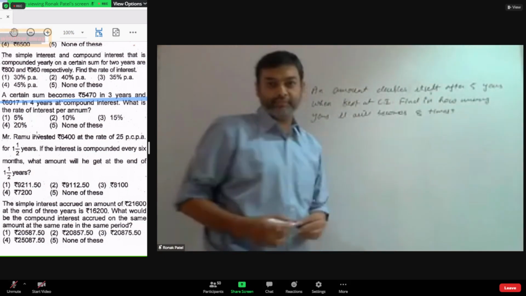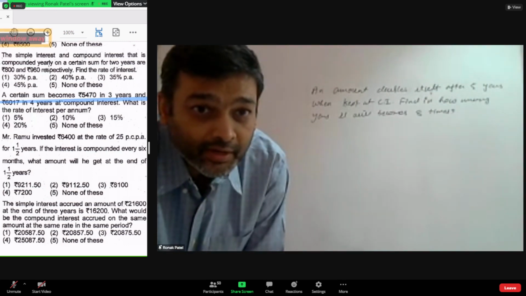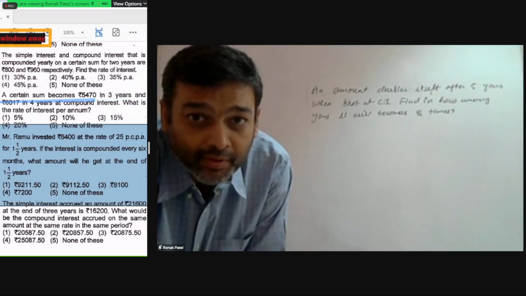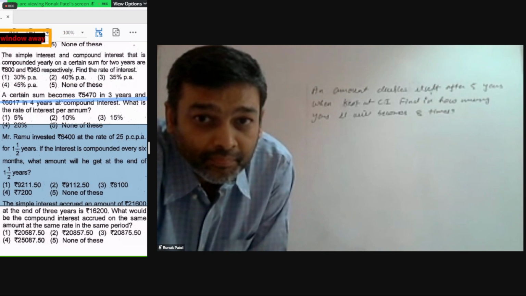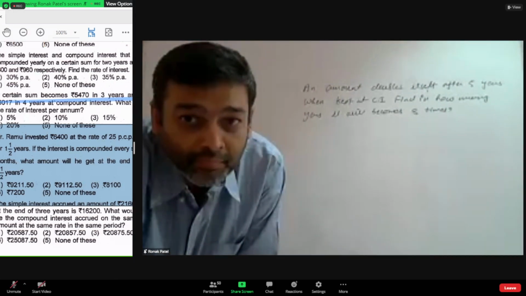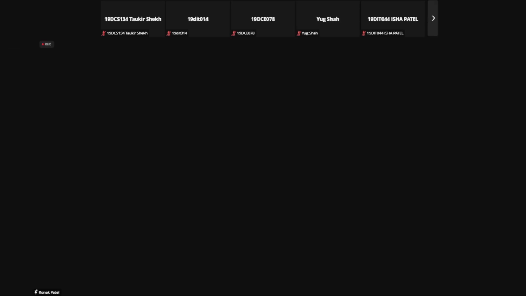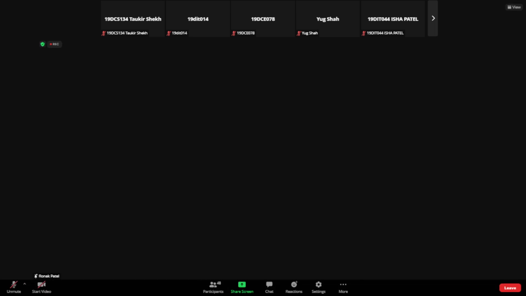So how to solve this? Anyone? Anybody? So this is not in this one. Just, an amount doubles itself in 5 years. Then, when kept at compound interest, find in how many years it will become 8 times of itself.